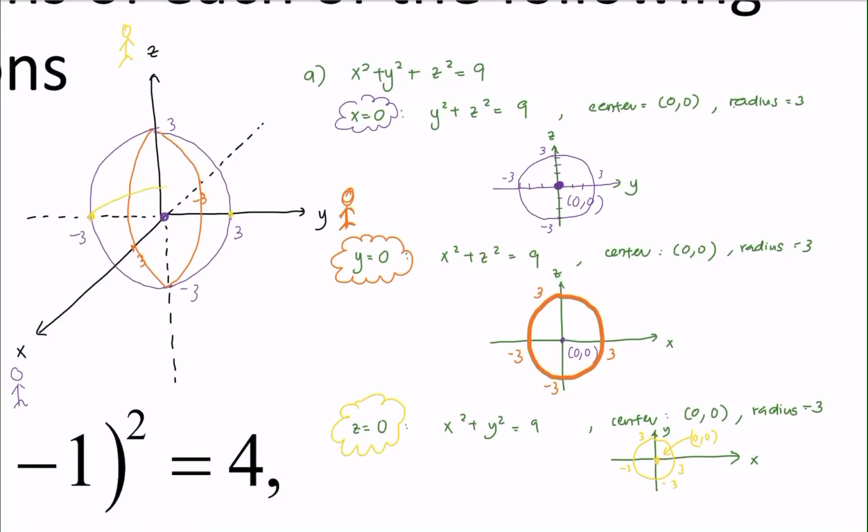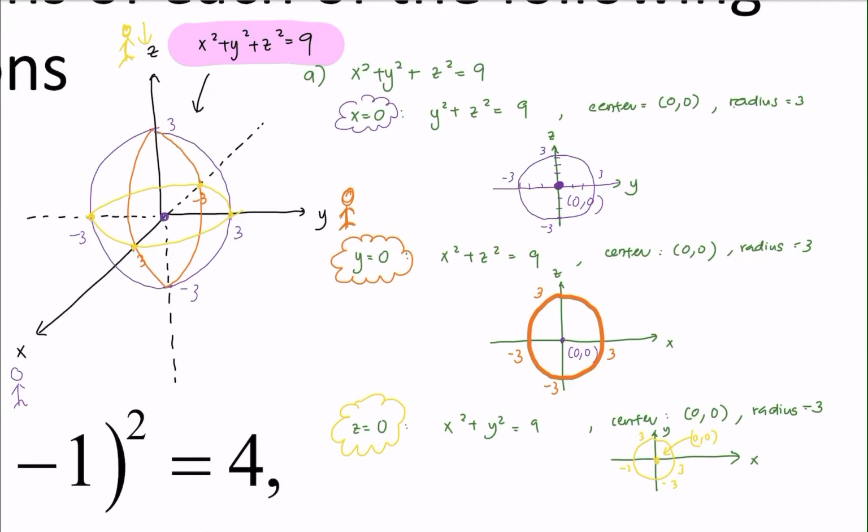Basically it will be like this, at minus 3 and 3 here. If you look down at this one, you can see a circle. So this is your sphere. You have already combined all three traces to get this sphere surface, which is x squared plus y squared plus z squared equal to 9. So this is your equation.